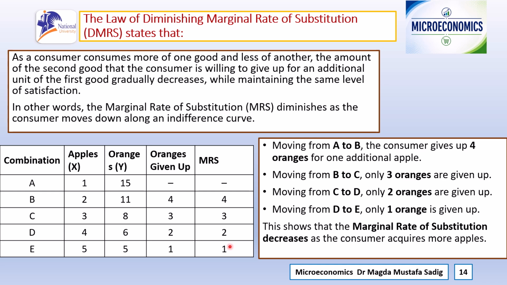Understand? So moving from A to B, the consumer gives up 4 oranges for 1 additional apple. Moving from B to C, the consumer gives up 3 oranges for 1 additional apple, and so on. This shows that the marginal rate of substitution decreases as the consumer acquires more apples, because it declines from 4 to 3 to 2 to 1.